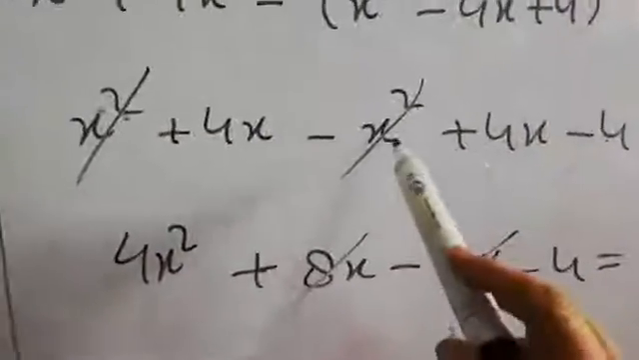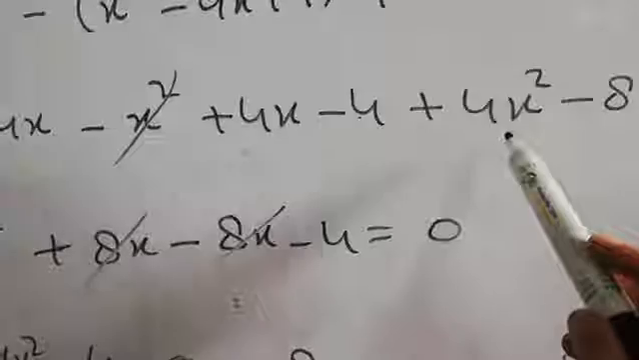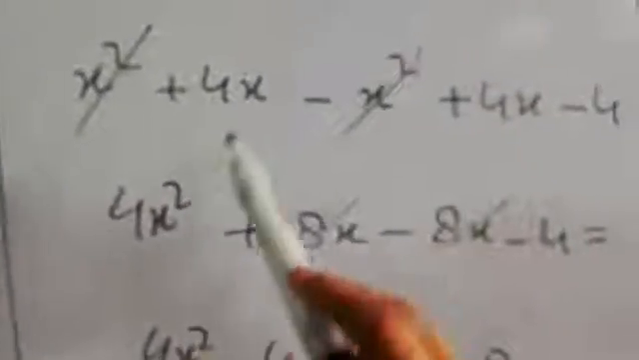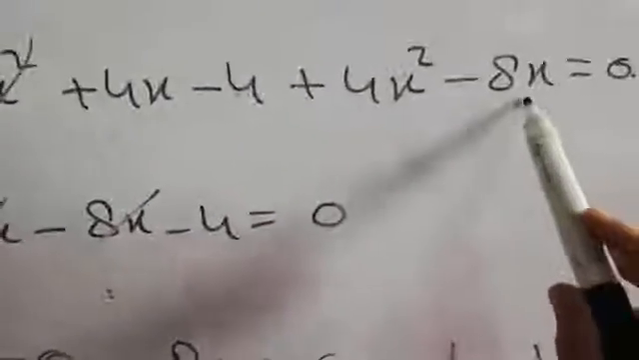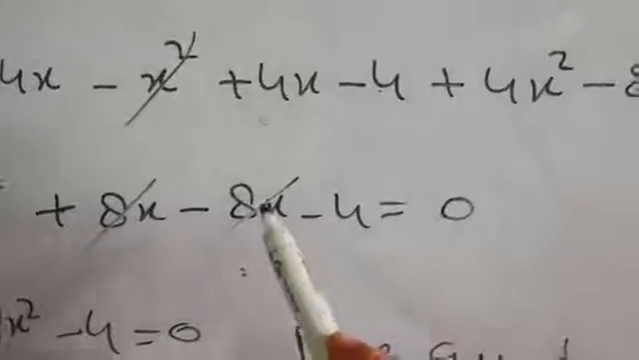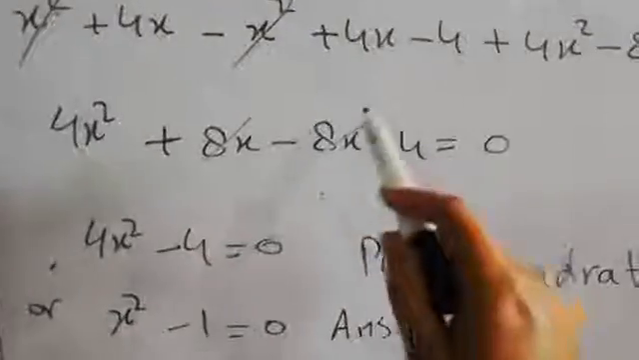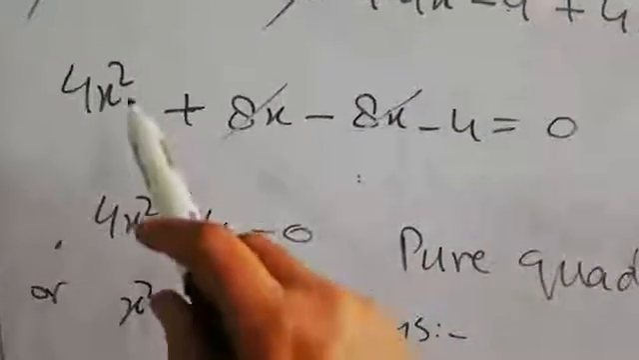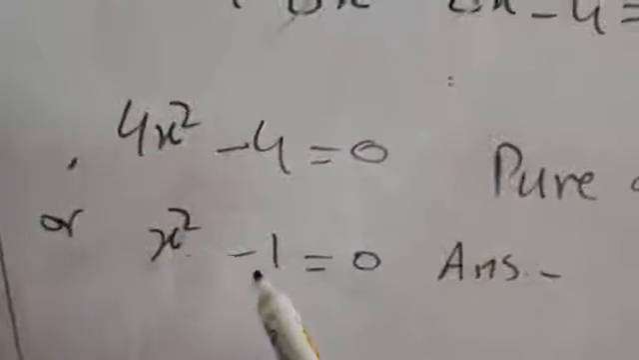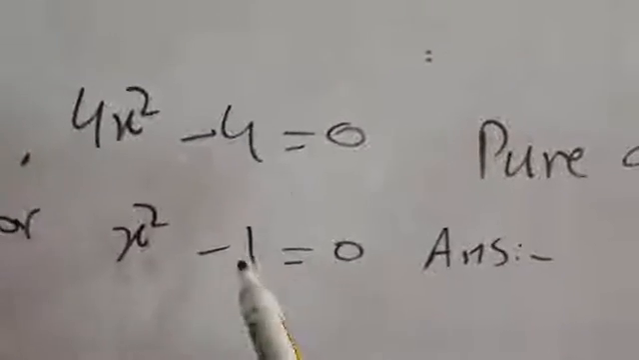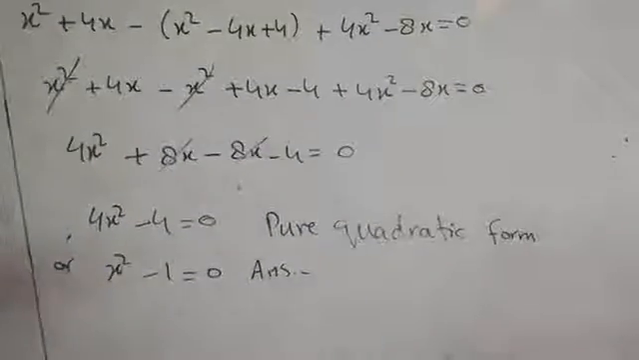Plus x square and minus x square will be cancelled, and now first we will write the term with the square. This will be 4x square first. 4x plus 4x is equal to 8x, and minus 8x is also present, so we will write minus 8x and minus 4 as it is. Okay, and now my dear students, plus 8x will be cancelled by minus 8x, so we will get 4x square minus 4. We will divide the equation by 4 and get x square minus 1, and you can see that there is no value of b, so this is the pure quadratic form. Okay, my dear students, I hope that you can see it easily.